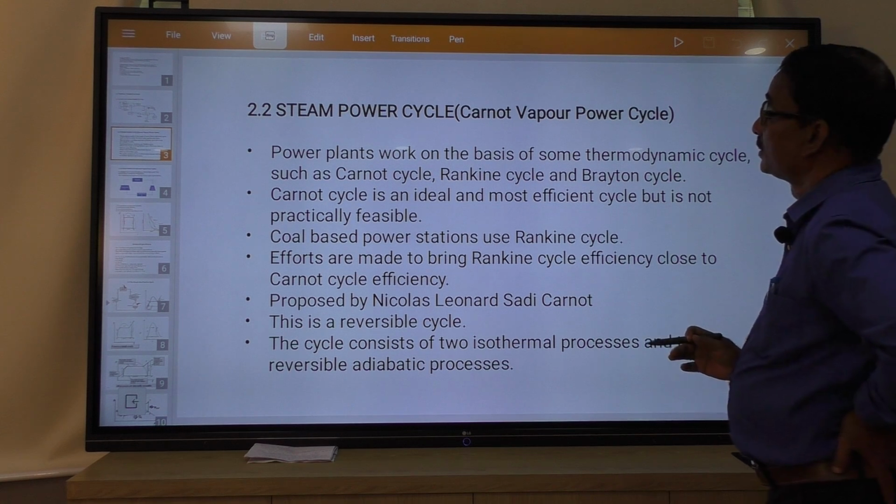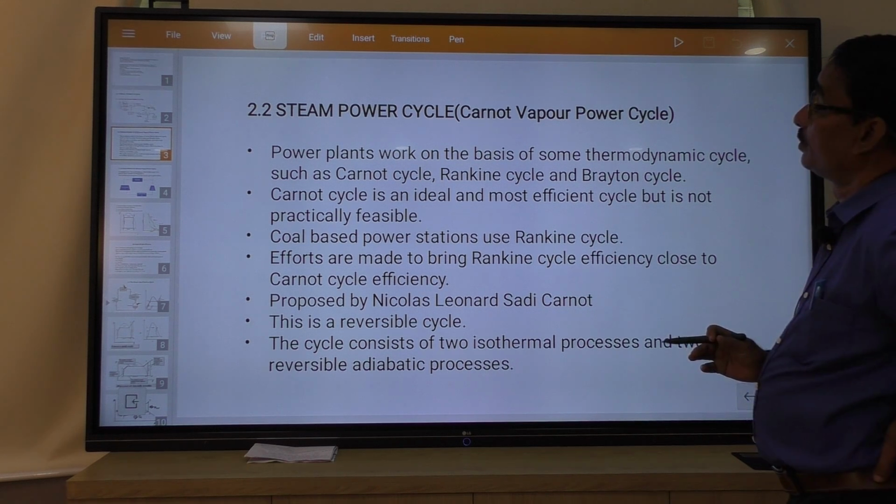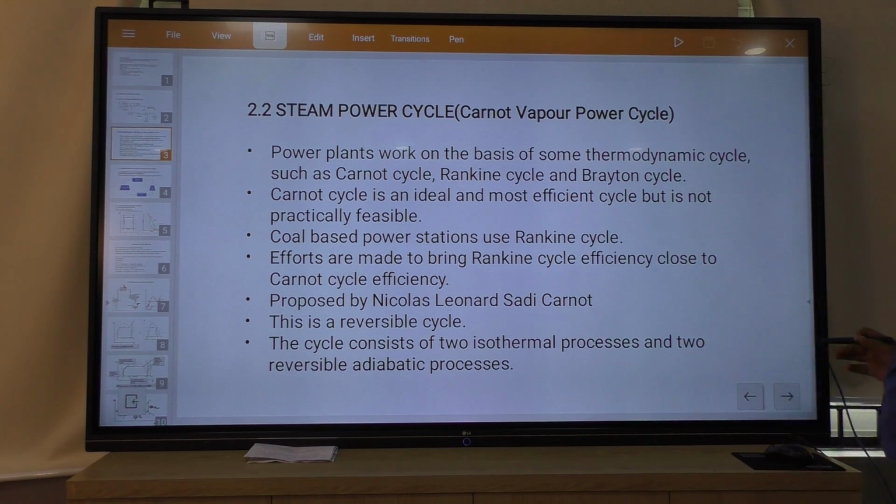Carnot cycle, you know, is developed by Nicolas Leonard Sadi Carnot, very old cycle. That cycle is an ideal cycle and most efficient, but it is not practically feasible.